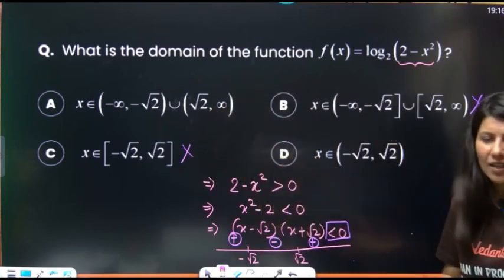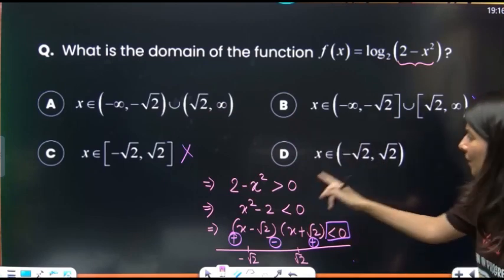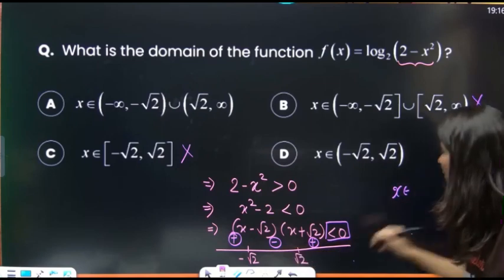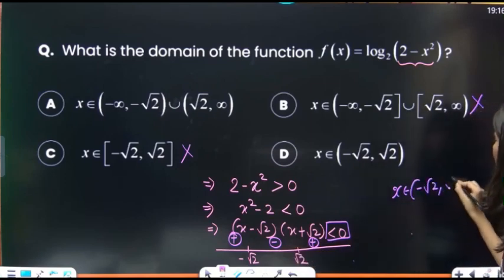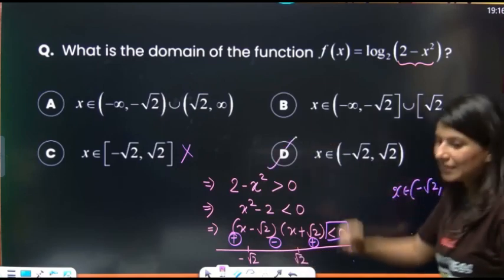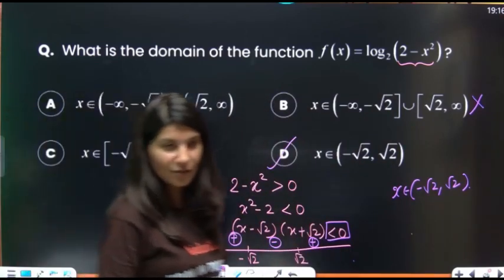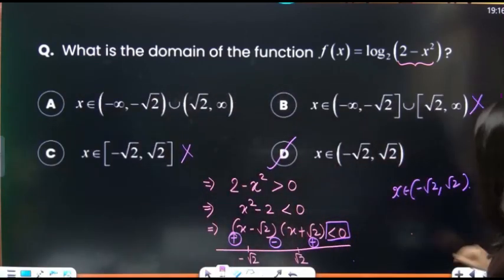Right from the beginning we can eliminate the options, right? Because there is a strict greater sign. So x belongs to this region, minus root 2 open to root 2 open. Option D. Yes, option D is absolutely correct.